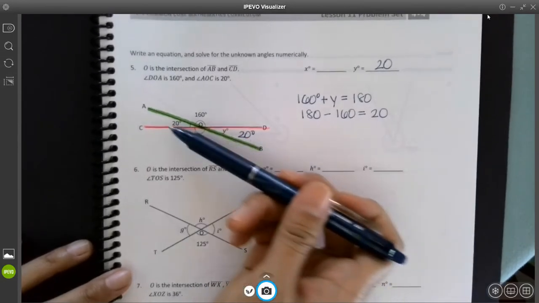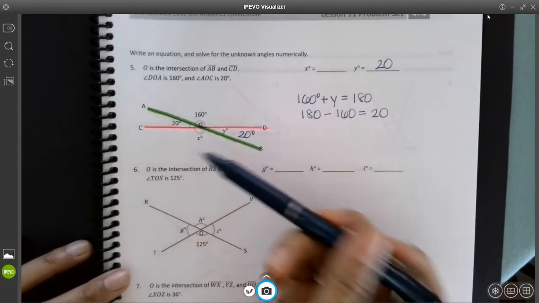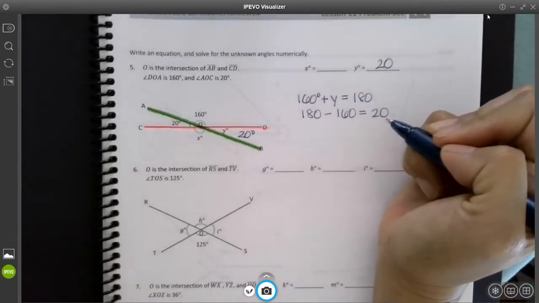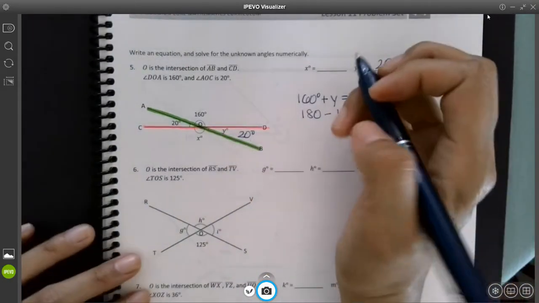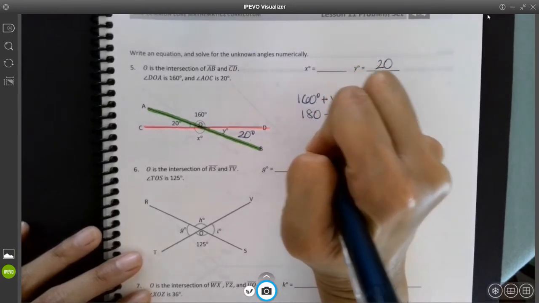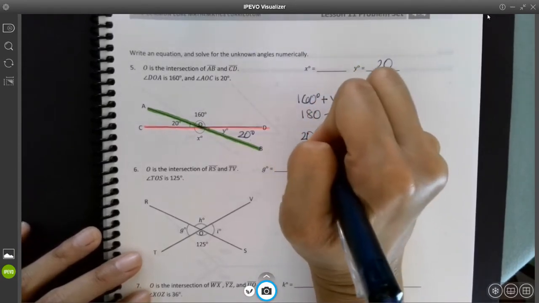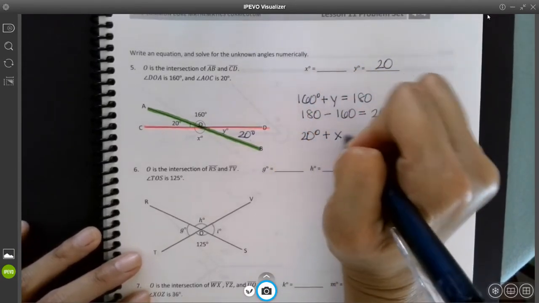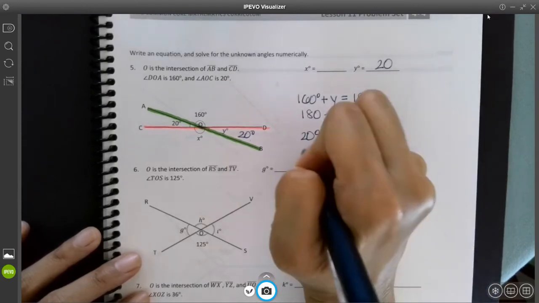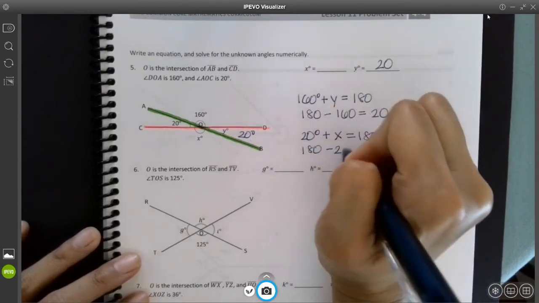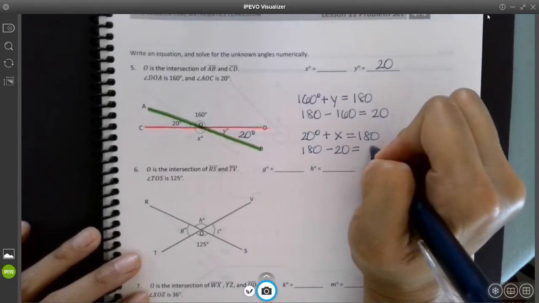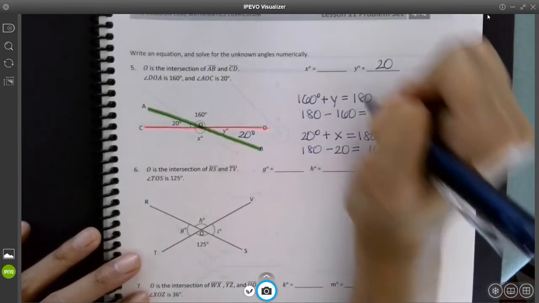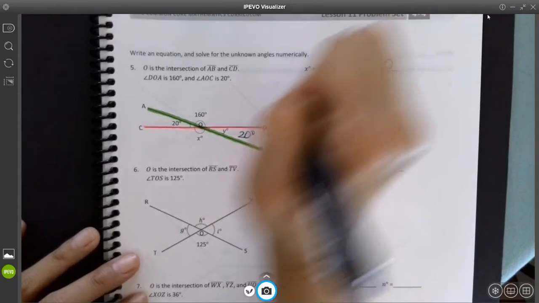Now, 160 here. Let's show that x is actually 160. We know that because they're across from each other. So let's just write our equation: 20 degrees plus x equals 180. 180 minus 20 equals 160 degrees. So x is also 160 degrees.